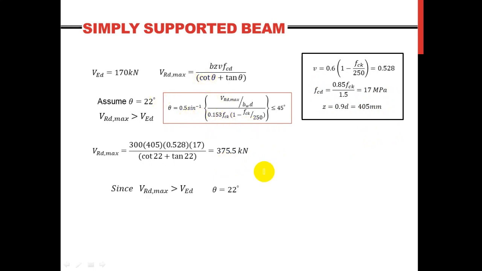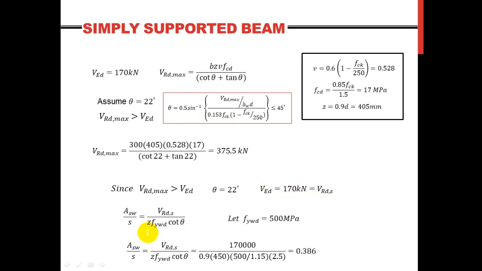I can now go ahead and find the area of reinforcement over spacing, so equating the VED with the VRDS. And by simple substituting the AS, W over S is found to be 0.386. Just to bear in mind that 500 megapascal is the yield strength of the stirrups and must be divided by its partial factor of safety. So in this case, always for the steel, it's 1.15.